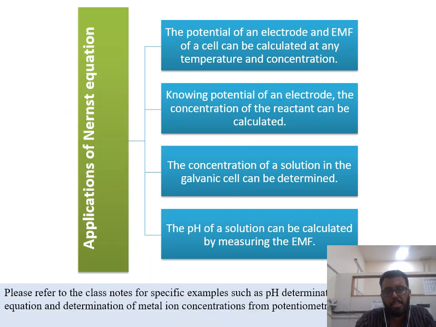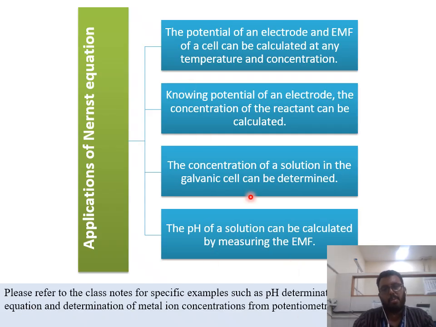For the applications of the Nernst equation, each application you have to explain in detail, but to keep it short, these are the four important applications. First, the potential of an electrode and the EMF of a cell can be calculated at any temperature and concentration. Second, knowing the potential of an electrode, the concentration of the ion can be calculated. Third, the concentration of the solution in a galvanic cell can be determined. The fourth one is that the pH of a solution can also be calculated by measuring the EMF. These are the four applications.